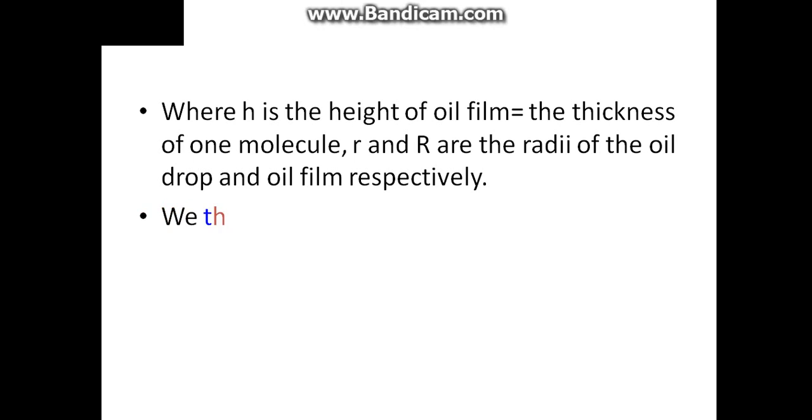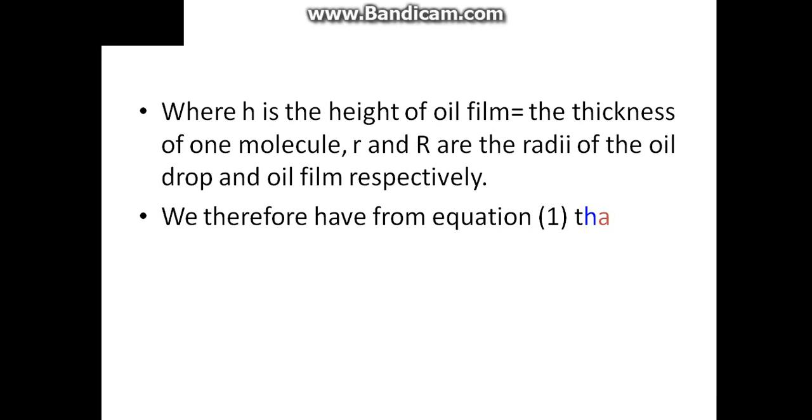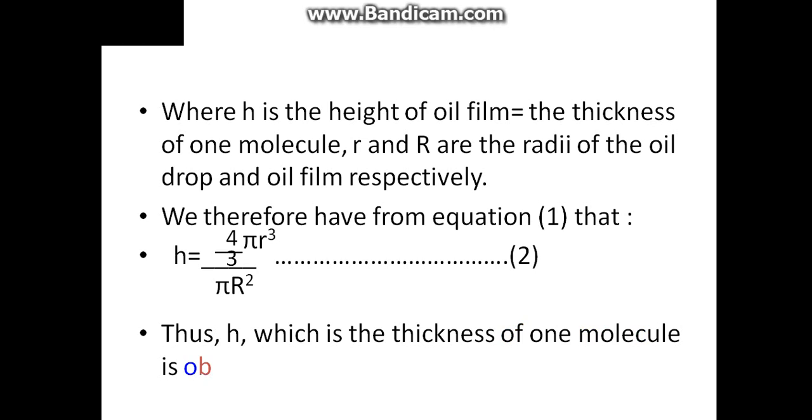We therefore have from equation 1 that h is equal to 4 over 3 pi r raised to power 3 all over pi capital R squared. This will be our equation 2. Thus, h, which is the thickness of one molecule, is obtained from equation 2.